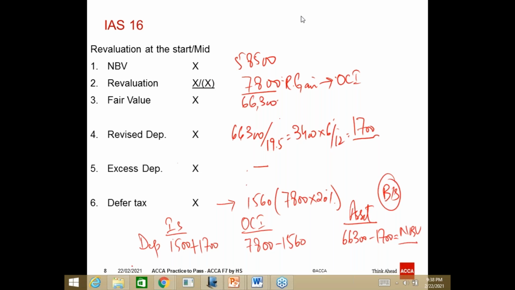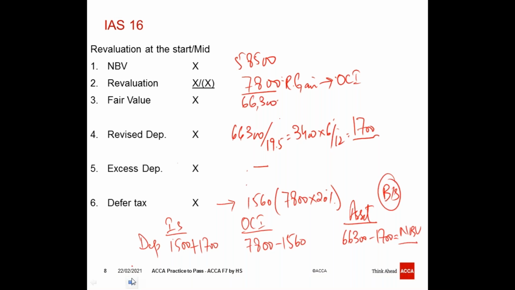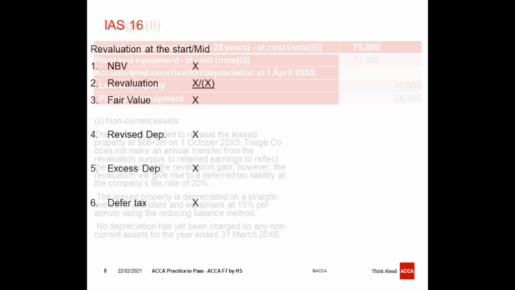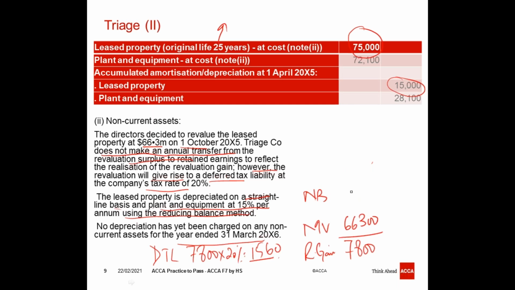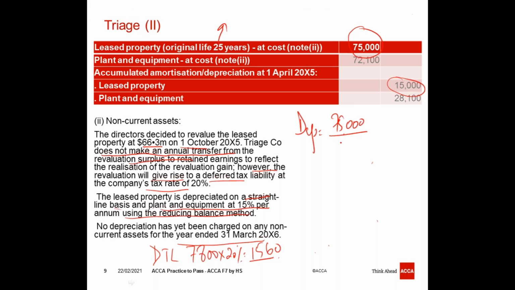Now the question is, how 19.5? For this you need to go back. When we do the calculation on a straight line basis, the depreciation is calculated as cost less scrap value. The cost is 75,000. We don't have any scrap value here. The cost divided by useful life, which is 25 years. So the annual depreciation that we are charging is 3,000. In the accumulated depreciation before the revaluation, there is 15,000. That means we have already charged 5 years of depreciation. When we divide 15,000 by the annual depreciation of 3,000, the answer is 5 years.